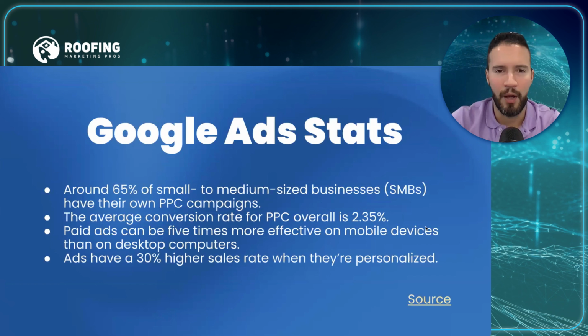Basically the whole point of this is that the main reason why Google has grown so massive is because of Google Ads, right? That's what drives all the revenue, right? 65% of medium businesses use Google Ads, right? The average conversion rate on pay-per-click campaigns is about 2.35%. And mobile is more effective than desktop.